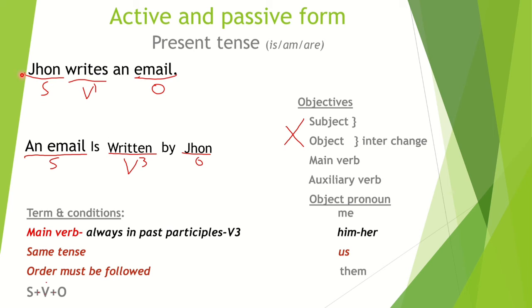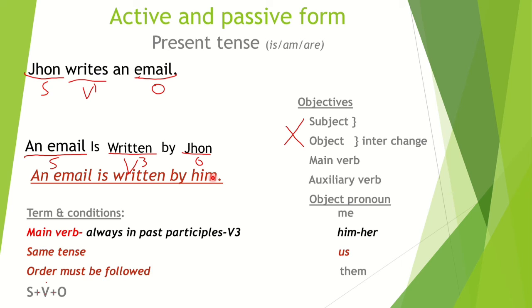So what is our subject over here? Singular subject. That means "he", because John is a boy. So I should change "by John". Instead of "by John", I should write "by him". So our sentence is, an email is written by him. Now that's it. Our passive voice sentence is perfect over here. Am I right, children?